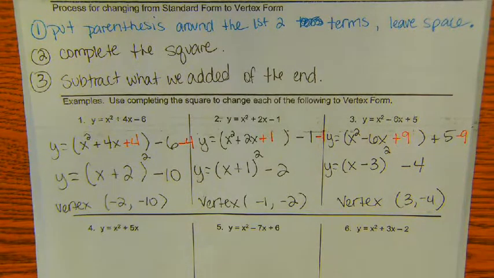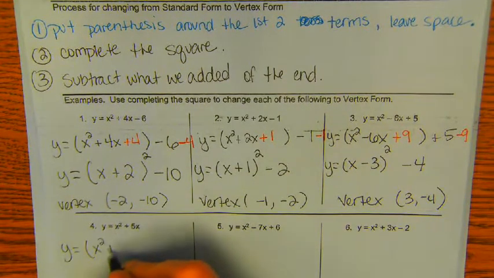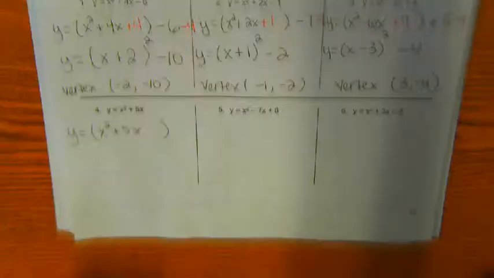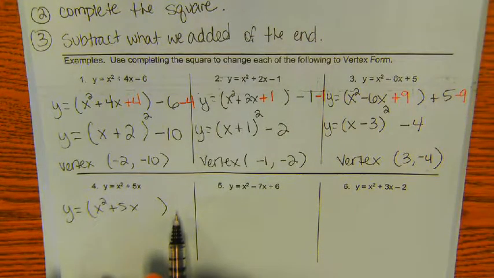Okay, so let's try 2 more. We'll do 4 and 5, but this time we're going to do the same thing, but you might have to use your calculator to square the number. Okay. We put parentheses around the first two terms and leave some space. What is a little different about this one? There's nothing over there, so we're still going to subtract it off the back. It's like a 0, okay?